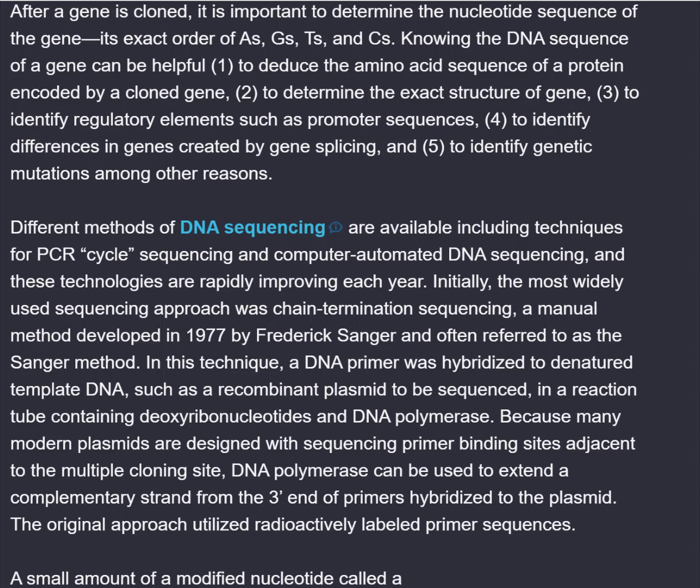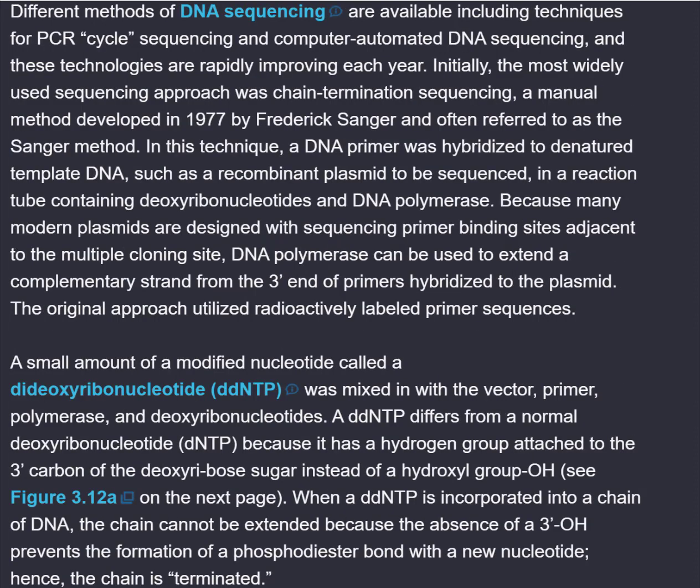1. To deduce the amino acid sequence of a protein encoded by a cloned gene. 2. To determine the exact structure of a gene. 3. To identify regulatory elements such as promoter sequences. 4. To identify differences in genes created by gene splicing. And 5. To identify genetic mutations, among other reasons.